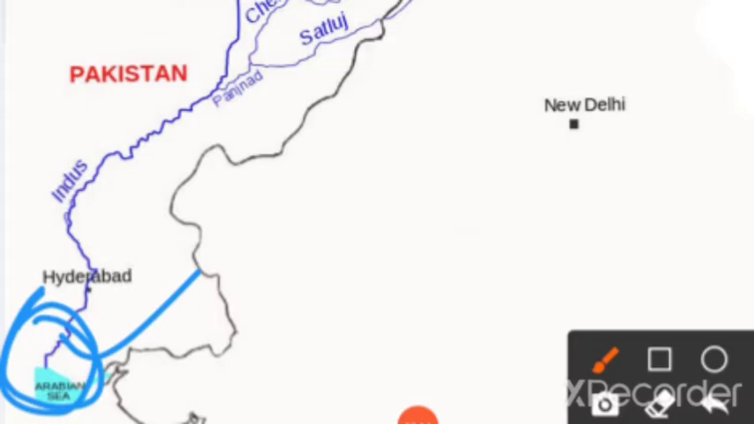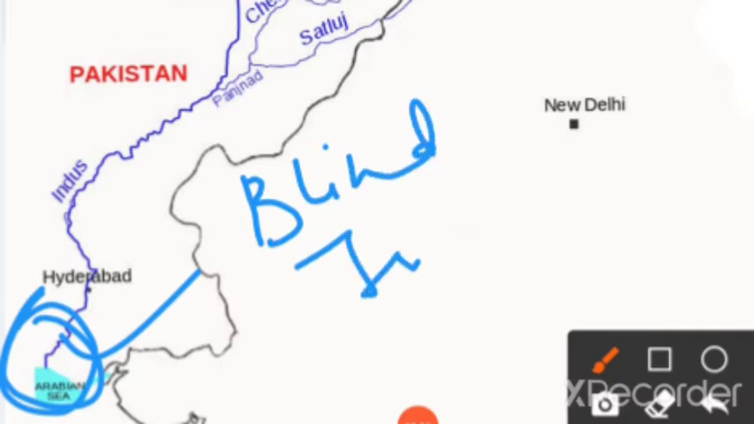The blind Indus River dolphin: you will find one important species in the Indus River, that is the blind Indus River dolphin. Blind, B-L-I-N-D, blind Indus River dolphin. This is the important point which you must write in your notebook. The Indus River dolphin, a subspecies of dolphin, you will find only in the Indus River, not anywhere else.